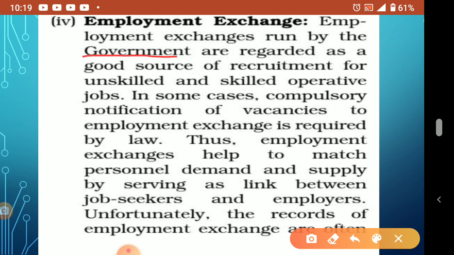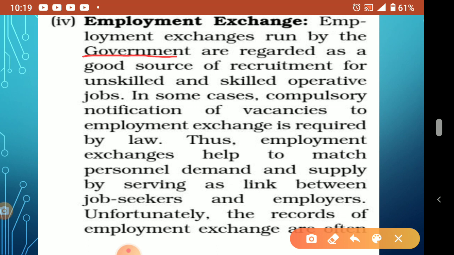So this is with the government and regarded as a good source of recruitment for unskilled and skilled operative jobs. So unskilled job also means teaching and all. What is unskilled job? Unskilled in the sense we are not dealing with any tools or machines and all. If you have to possess some knowledge of dealing with the machines, tools, equipments and all, that is called skilled jobs. So skilled operative jobs, unskilled also we can use, skilled also.